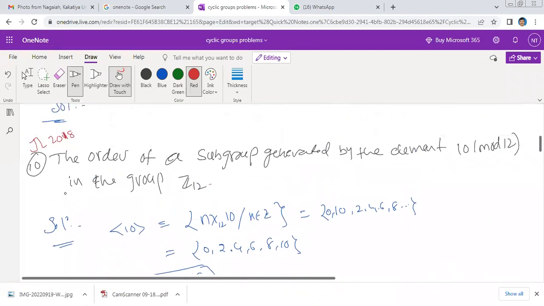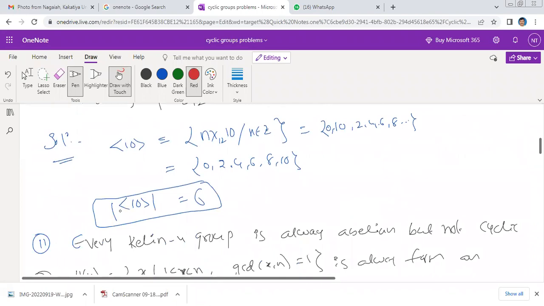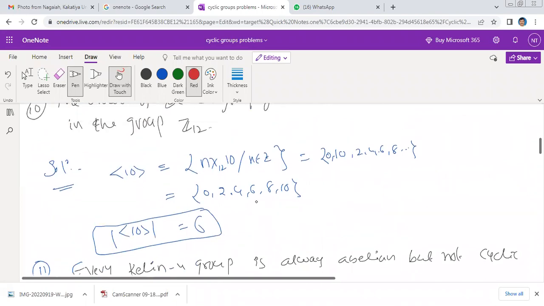మీకు ఇంత ముందు JL లో మన పేపర్ వచ్చింది. The order of a subgroup generated by the element 10 modulo 12 in the group Z12 అడిగాడు. 10 తోటి జనరేట్ అయ్యేది సబ్ గ్రూప్ తీస్తున్నా. Generated by 10 is equal to n times 10 modulo 12. It gives 0, 2, 4, 6, 8, 10. These are 6 elements ఉన్నాయి. దీని ఆర్డర్ ఎంత అడిగాడు? Order of 10 is equal to 6. ఇది మనకు అడిగిన క్వశ్చన్.